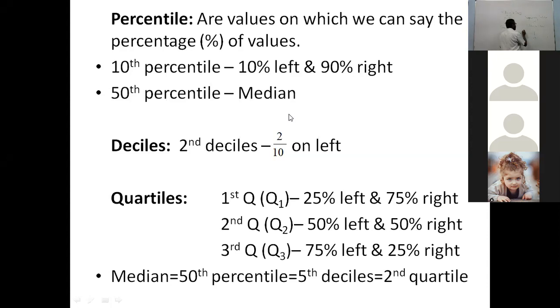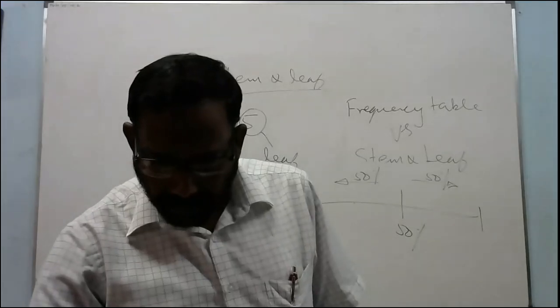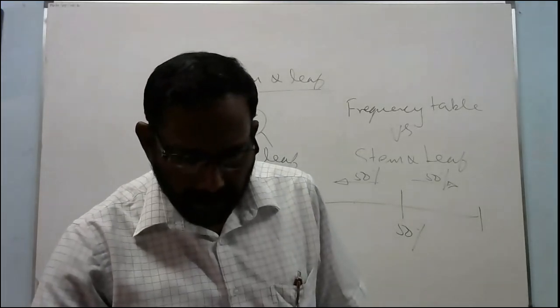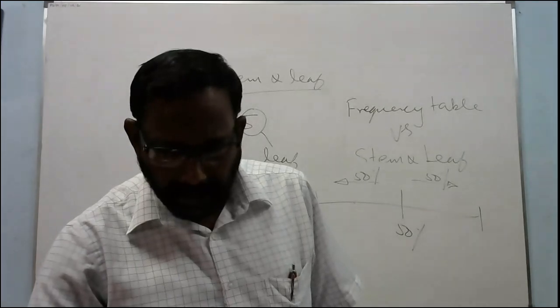50th percentile. Here 50% of the data is on your left and another 50% on your right. So how do you call this 50th percentile? It is median, isn't it? It is median, right? 50th percentile is actually the median.